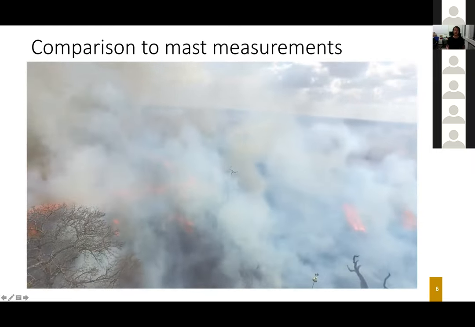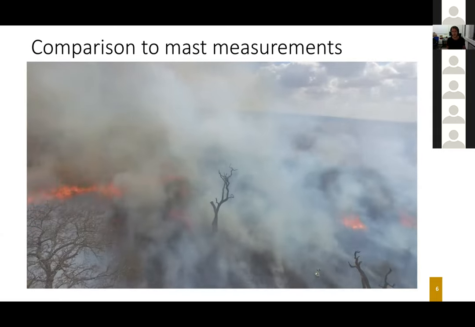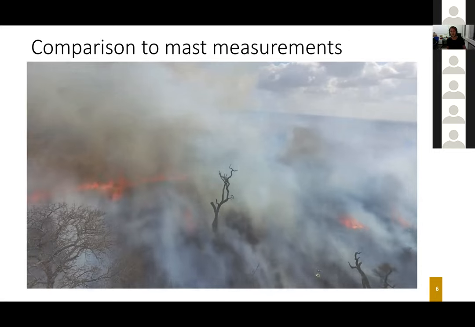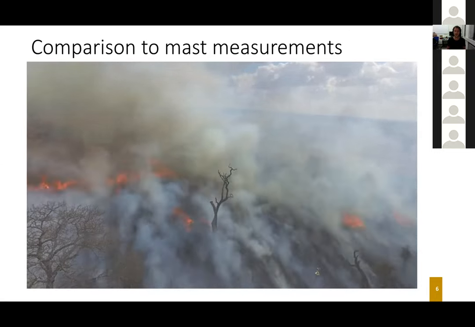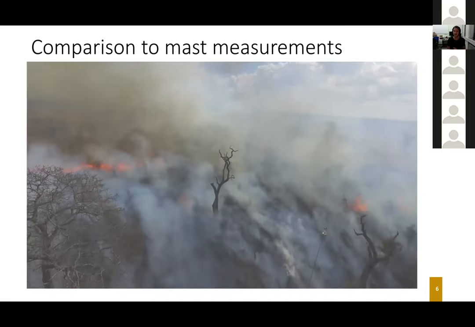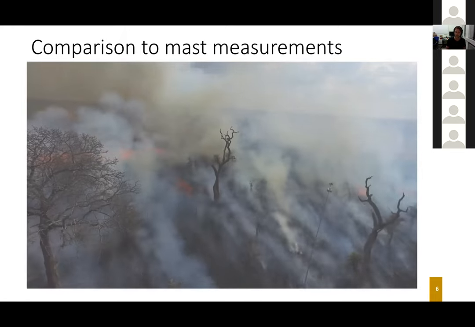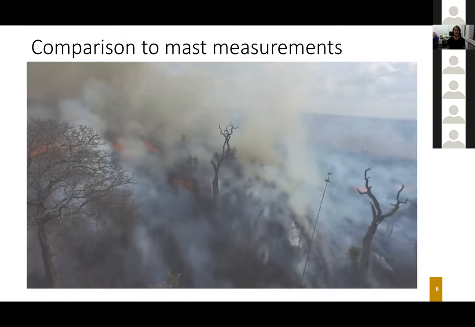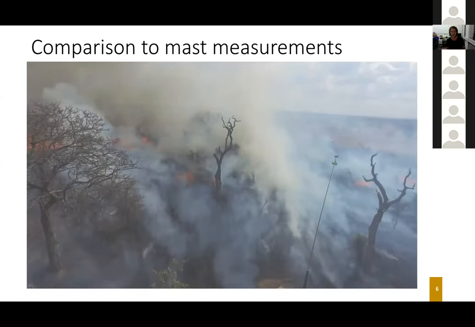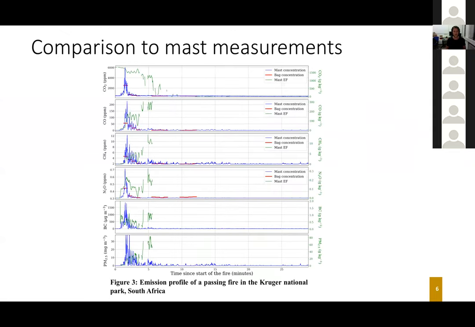So since these drone measurements are a novelty, we compared them to measurements that have been done before, like mast measurements, which basically have a continuous measurement at one fixed point in the fire. So here on the right side of the screen, you see the measurement mast. This is a fire in the Kruger National Park, by the way. And this is what that looks like.